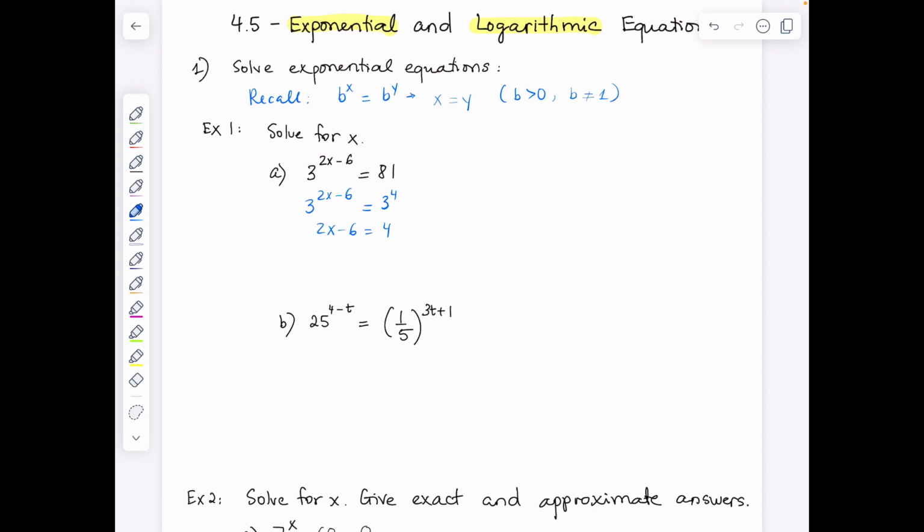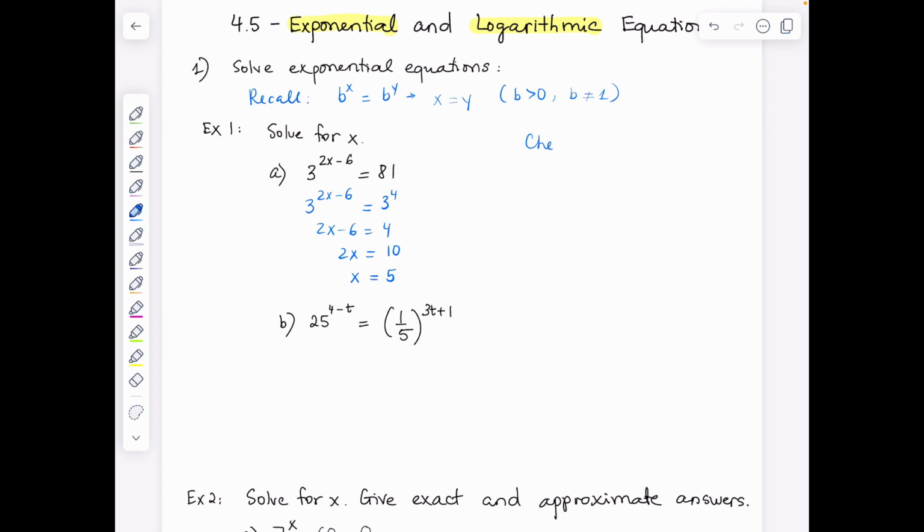So this becomes a linear equation, which is pretty simple to solve. We just add 6 to both sides. So this will give us 10 here, and divide both sides by 2. So that will give us x is equal to 5.